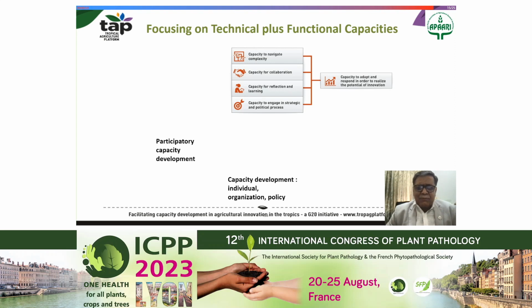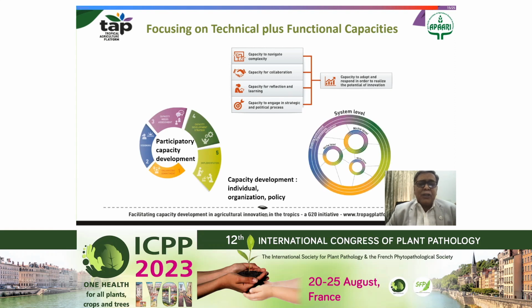Now, another point is focusing on the technical plus functional capacities. Why I say that? Because generally only technical capacities are built, and efforts are not being done to ensure that we build the capacity to navigate complexity, capacity for collaboration, capacity for reflection and learning, and capacity to engage in strategic and political processes when we build the technical capacity, all of which actually are called soft skills, and they actually build or enhance the capacity to innovate. And above all, the capacity development, what we are seeking here is in a more holistic manner. It is not the individual capacity alone, it's the capacity of the organization and of the enabling environment.